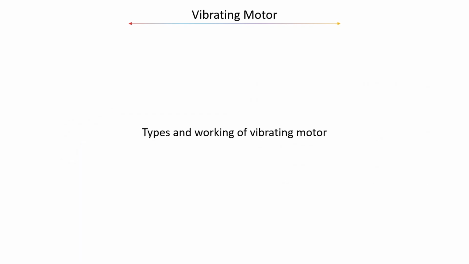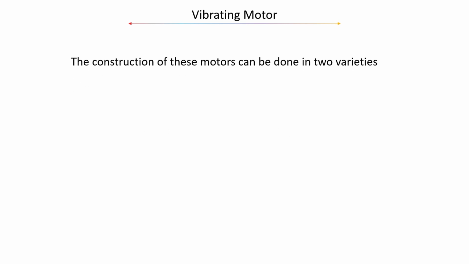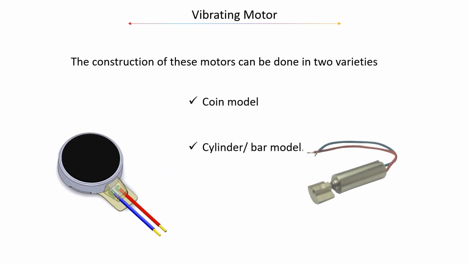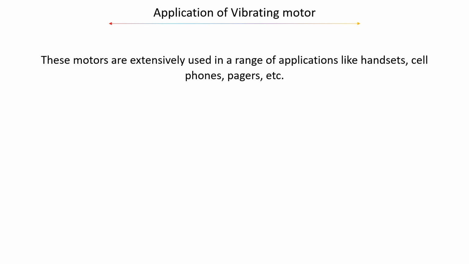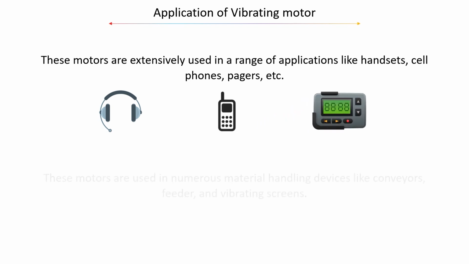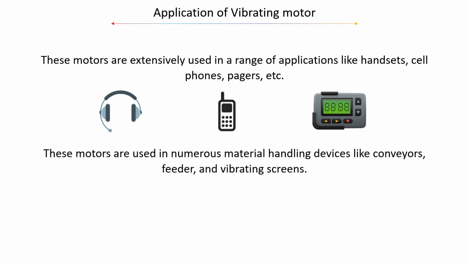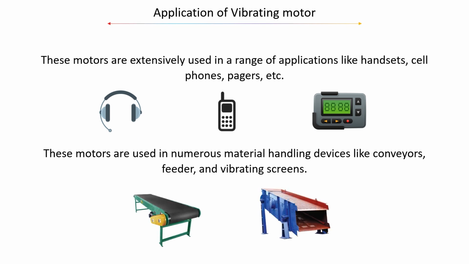Types and working of a vibration motor. The construction of these motors can be done in two varieties. One is the coin model and the other is the cylinder or bar model. Applications of the vibration motor. These motors are extensively used in a range of applications like handsets, cell phones, pagers, etc. These motors are also used in numerous material handling devices like conveyors, feeders, and vibrating screens.